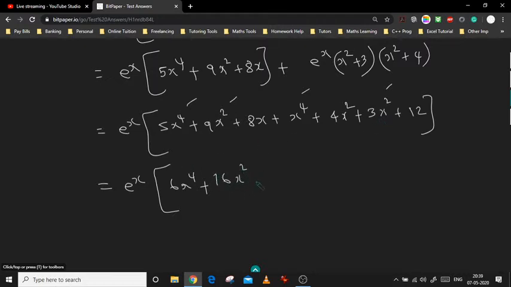So this is going to be 16x squared plus 8x. We have only one 8x, that is the x term, plus the constant term is 12. So this is the answer for this question.